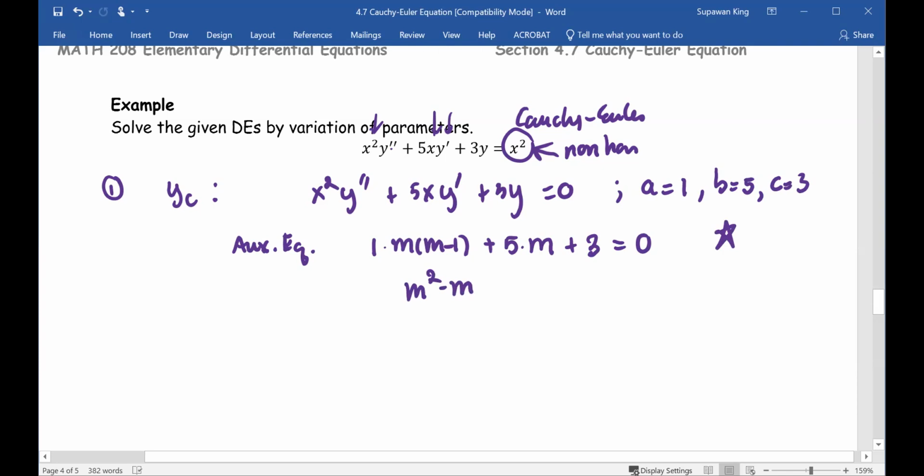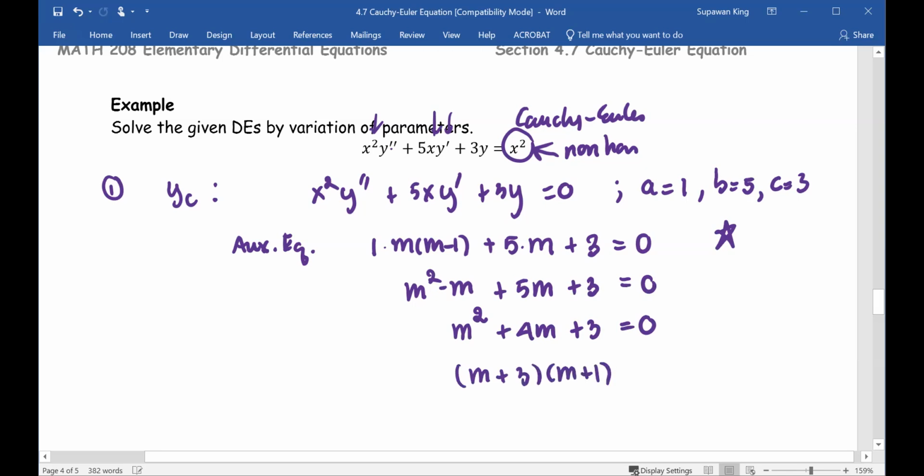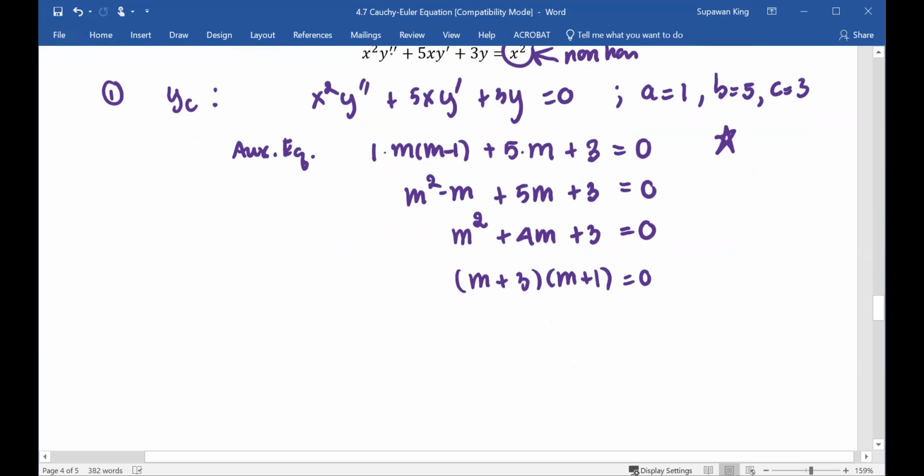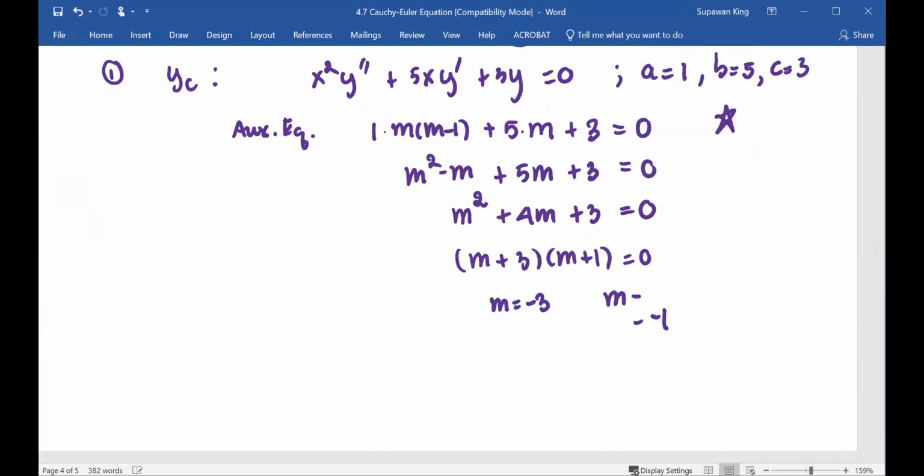Expand them all out, collect like terms. m squared minus m plus 5m plus 3 equals 0. Simplify to be m squared plus 4m plus 3 equals 0. So m plus 3, m plus 1 equals 0. It looks like we have done this before, right? m equals negative 3, m equals negative 1. All right, displaying real roots.